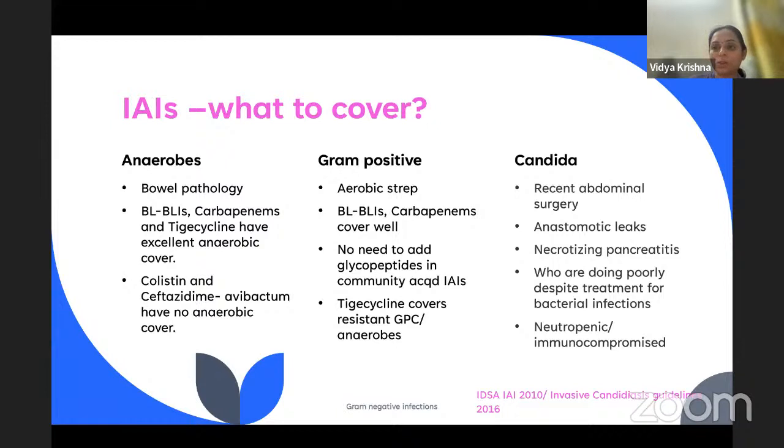Similarly, if it's a healthcare-associated infection, then if you're using tigecycline, you would already have an anaerobic cover. Whereas if you're using a colistin or ceftazidime avibactam, there is no anaerobic cover. So remember that you will have to add an extra anaerobic cover.